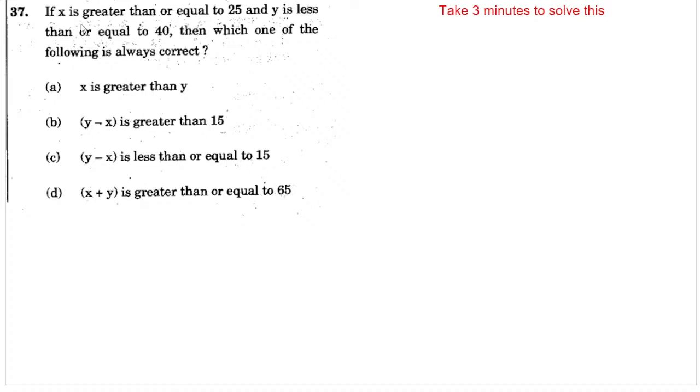So they're saying that if x is greater than or equal to 25 and y is less than or equal to 40, then which of the following is always correct? You have to find out which is always correct here. The four answer choices are: x is greater than y; y minus x is greater than 15; y minus x is less than or equal to 15; x plus y is greater than or equal to 65. And this is the kind of inequality that is there.